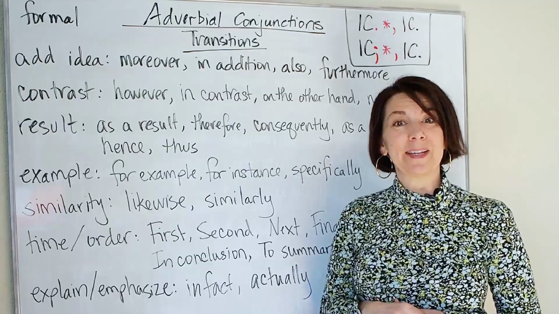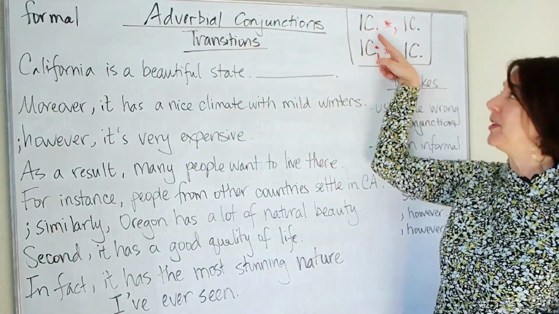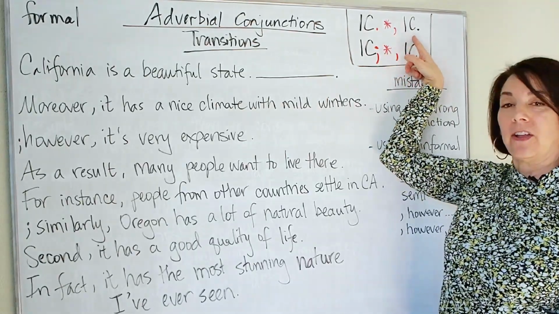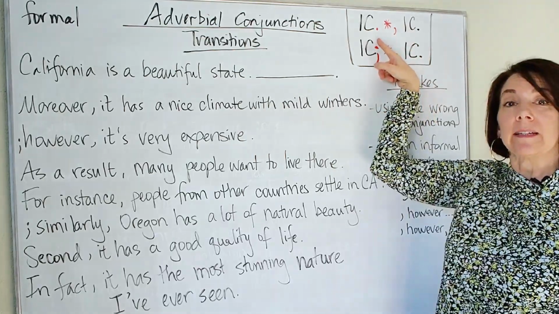Okay, let's see some examples. So remember the formula that we're going to have independent clause, period, the transition, and then a comma, and then another independent clause. Or we're going to use a semicolon instead of the period.